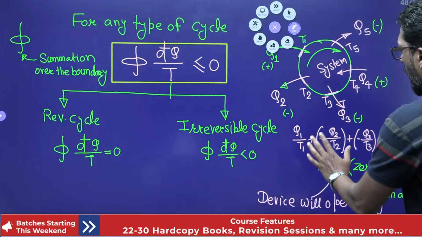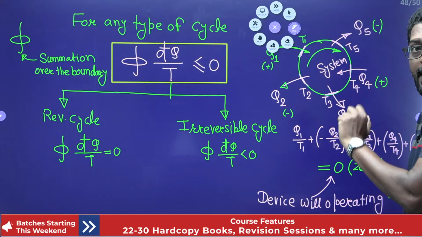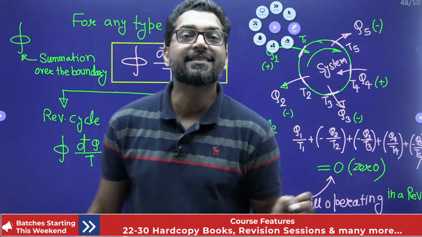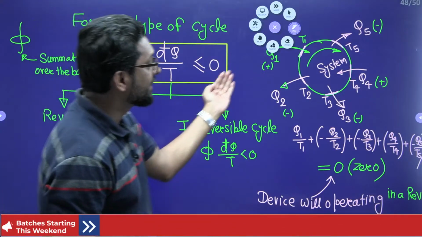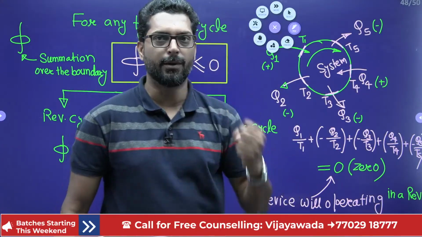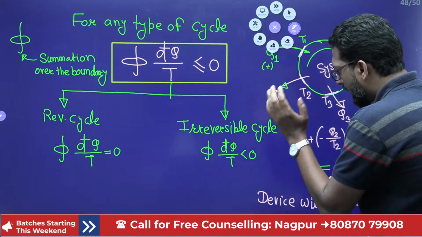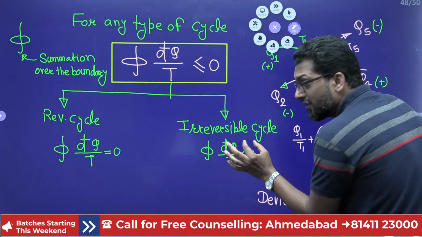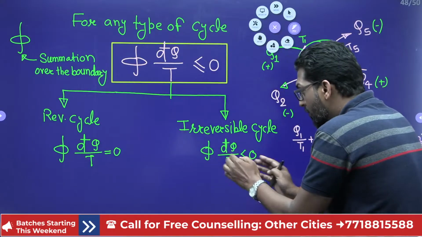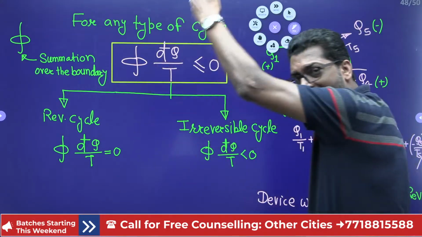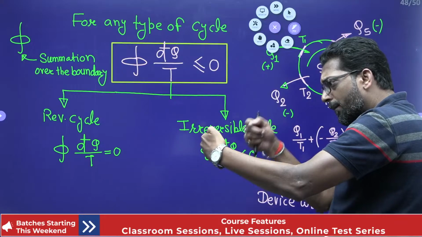So the device will operate in a reversible manner. If you add this quantity and the value is negative, less than 0, then you can say that this device will operate in an irreversible manner. Now, if this is less than 0, how far is it from 0? You may think that 0 is the demarcation line. At 0, the process is reversible.